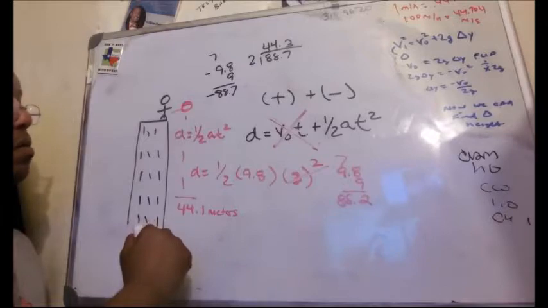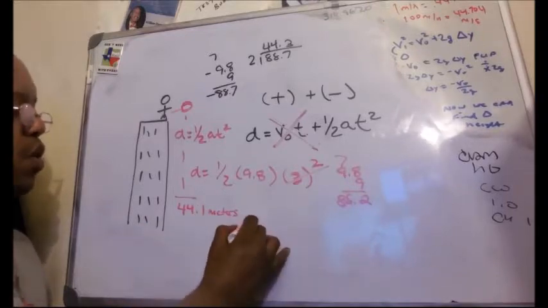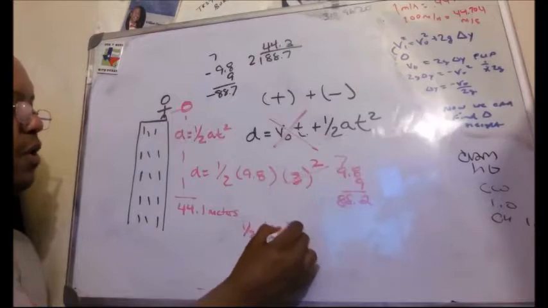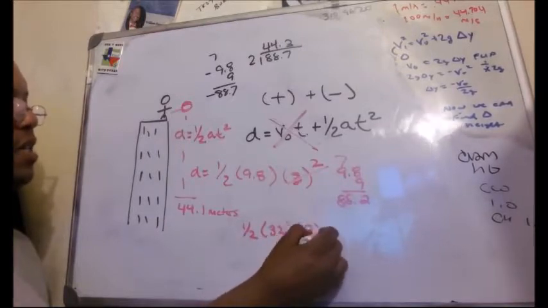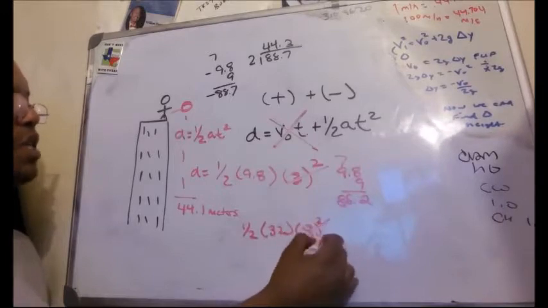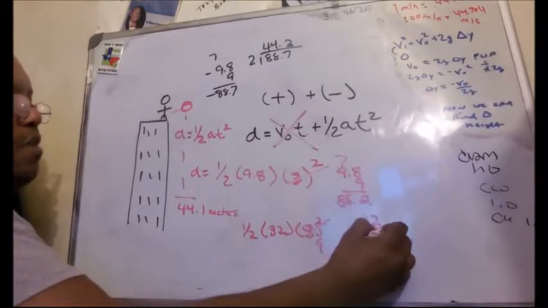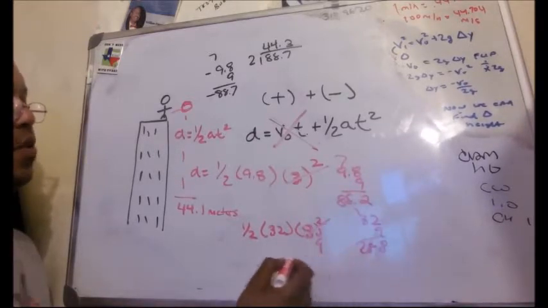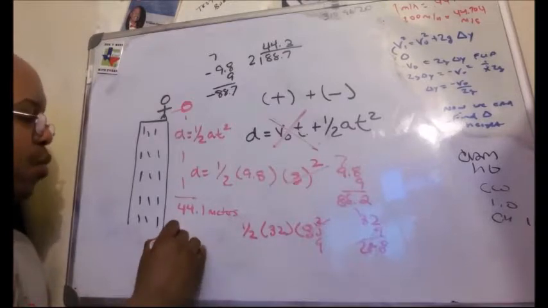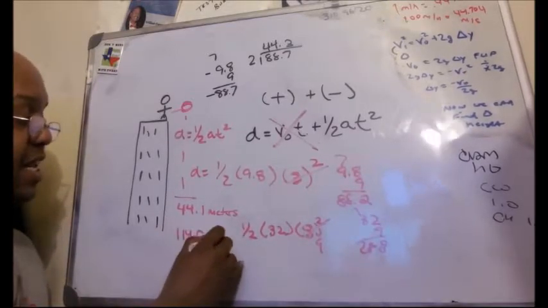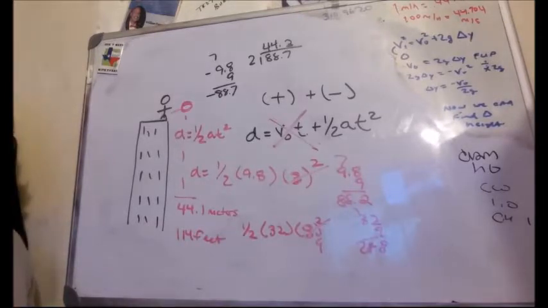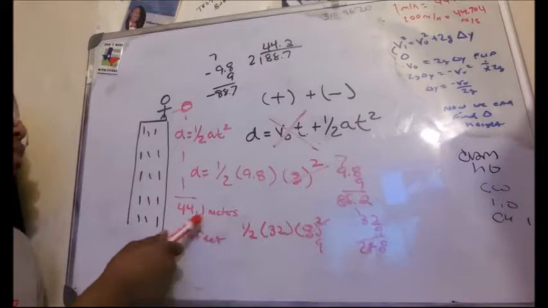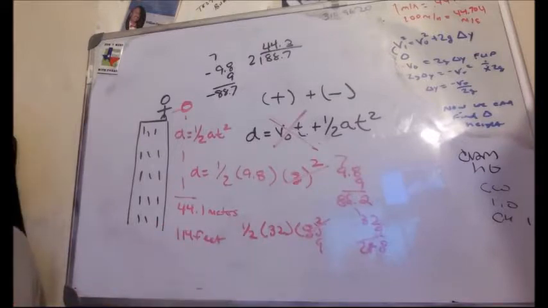Do you agree? Yes, I see that now that you worked it out. And if we use U.S. customary units, 1/2 times 32 feet per second squared, and then 9 seconds, or 3 squared, which becomes 9. 32 times 9 is 288, and we divide that by 2, and that will be 144 feet. So when we release that object, after 3 seconds, 44.1 meters or 144 feet is how far the object has gotten away from us.